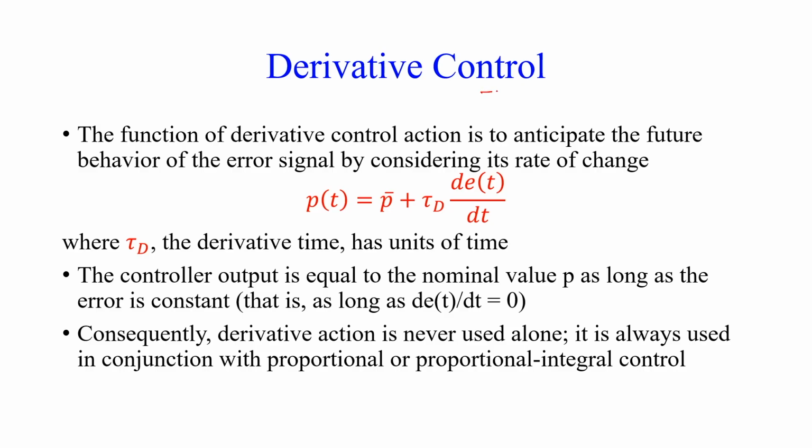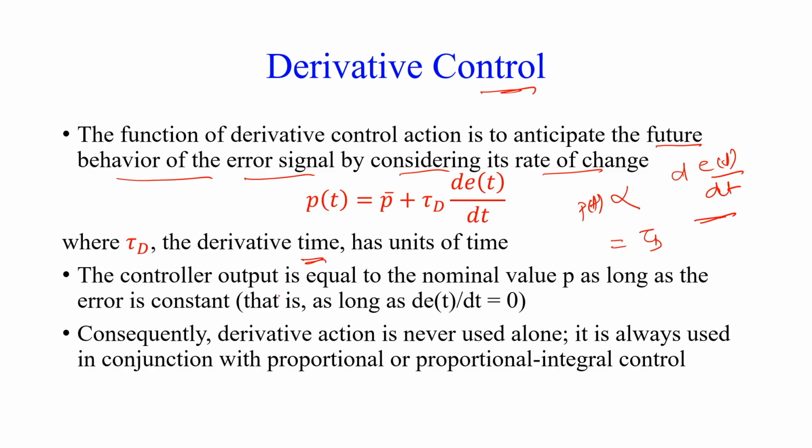Next is the derivative control. Here the output will be proportional to the derivative of the error, de upon dt. The function of derivative control action is to anticipate future behavior of the error signal by considering the rate of change. So, it is possible to anticipate the future behavior of the error signal in the case of derivative control. And here the proportionality constant is tau d, that is the derivative time.